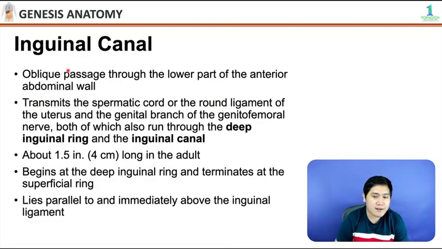So, you also have the inguinal canal. Your inguinal canal is an oblique passage through the lower part of the anterior abdominal wall. What's the clinical importance? It will transmit the spermatic cord in males or the round ligament of uterus in females, and the genital branch of the genitofemoral nerve. So your inguinal canal will begin at the deep inguinal ring and it will end at the superficial inguinal ring, and lies directly above the inguinal ligament.